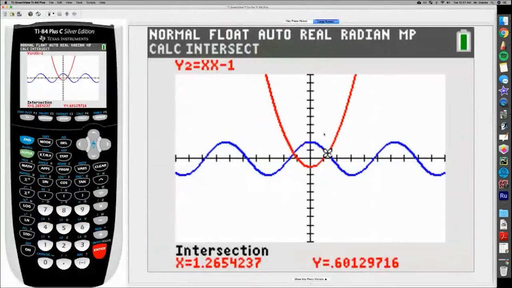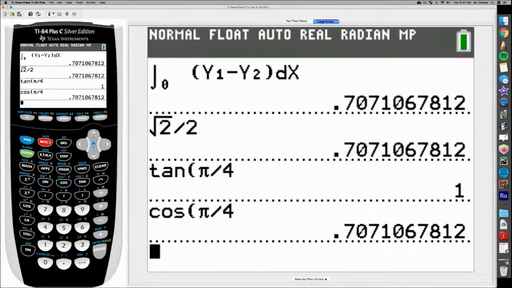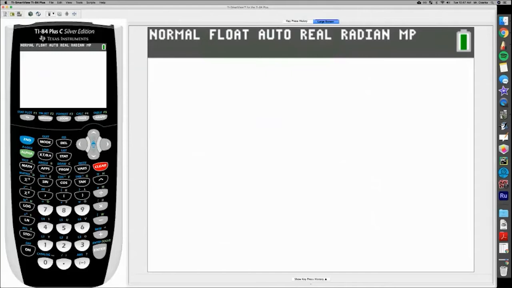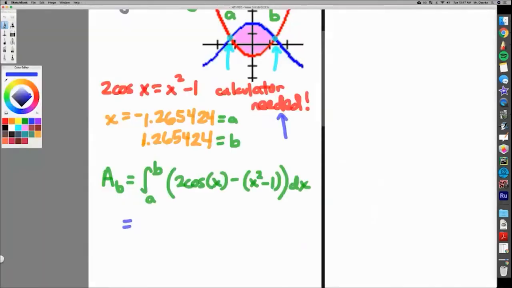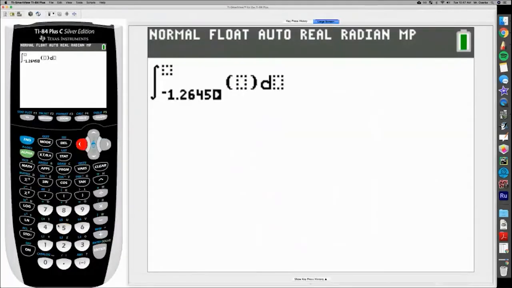Okay, so from here, I'm going to quit out of this and I'm going to go math 9. Okay, and remember it was negative 1.264554. I did that again. That's embarrassing.